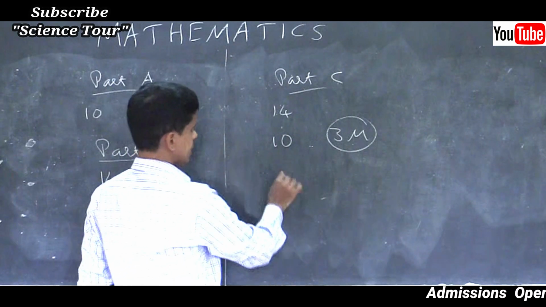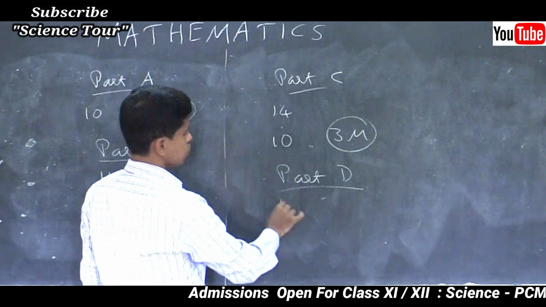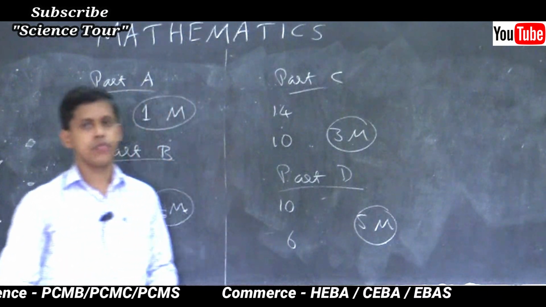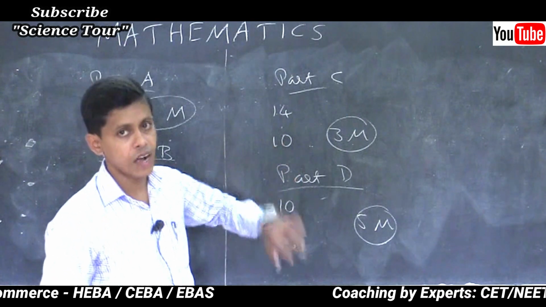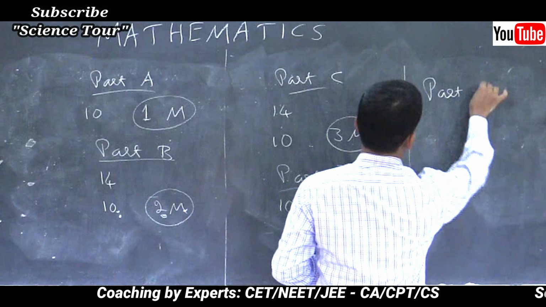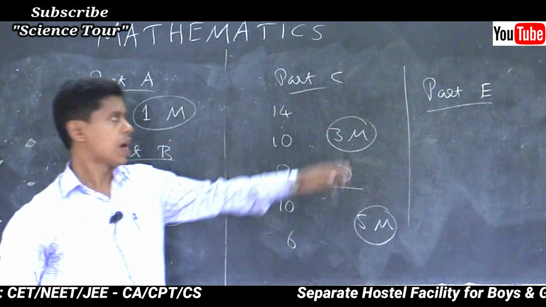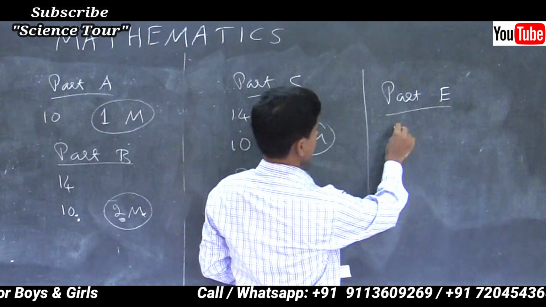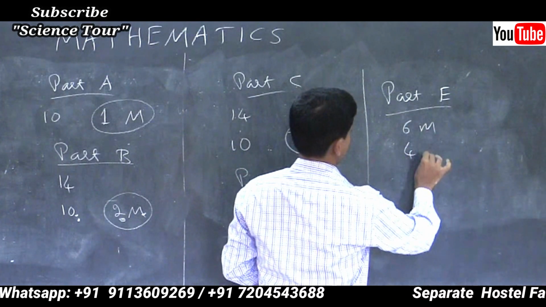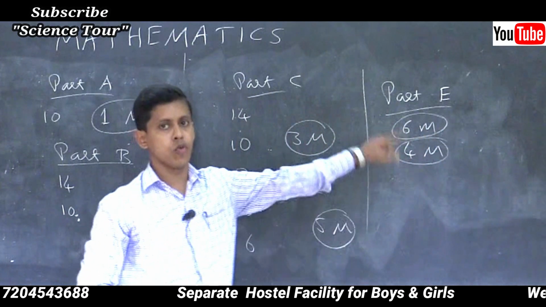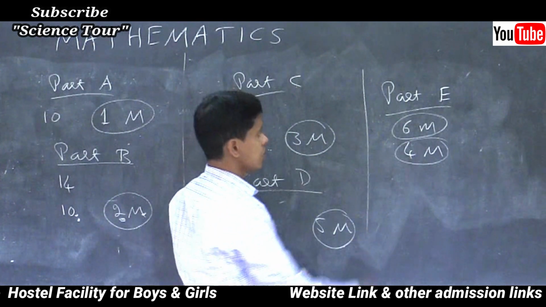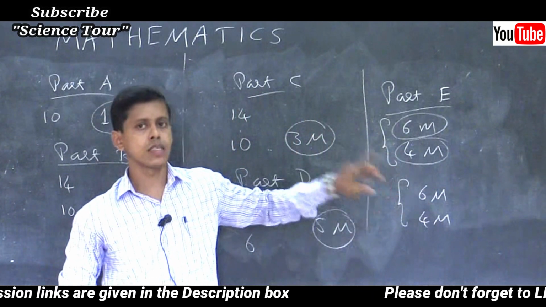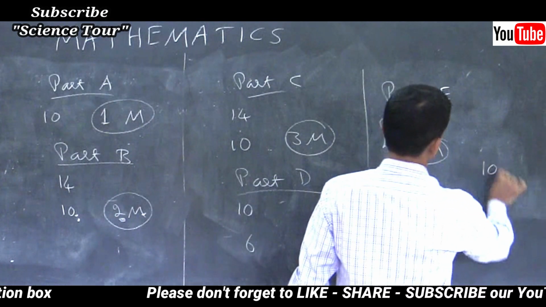And then we have the part D, and here you have 10 5 mark questions, and out of those 10 you have to answer only 6. Alright, so 6 5 mark questions. And finally we have part E, and in this part E we have 10 mark question, but it is not only one question. So there is one 6 mark and one 4 mark. Combined together we have a 10 mark question. Similarly, we have one more. So out of these two you have to answer any one. Alright, so that is totally 10 mark.